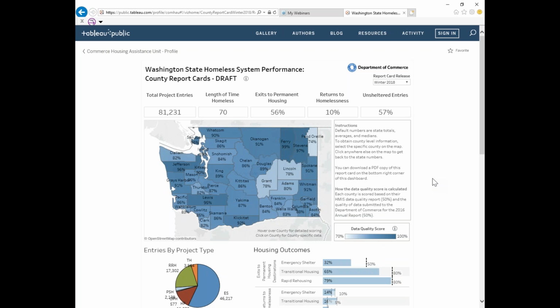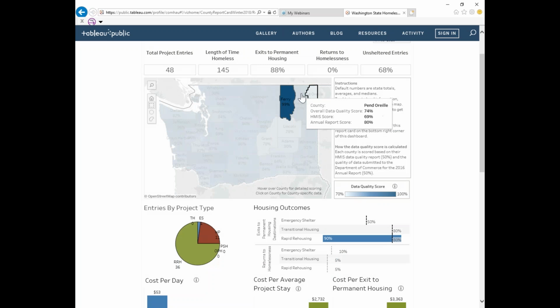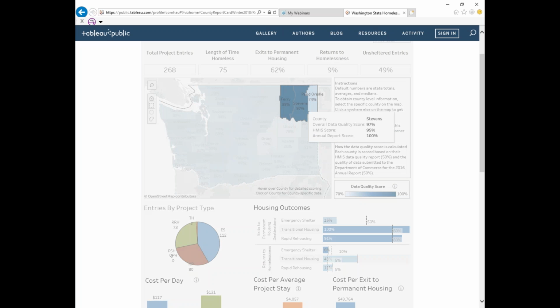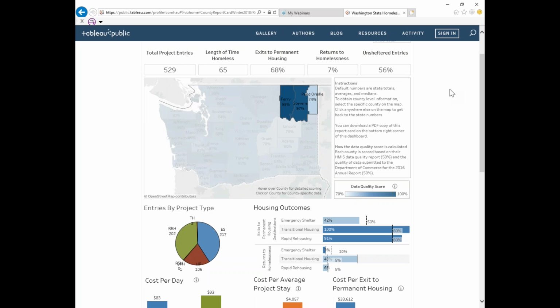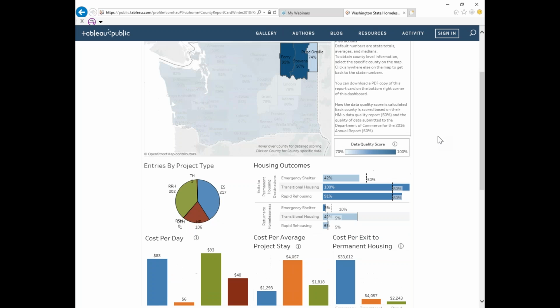Another thing you can do that's kind of interesting is filter to a region by doing a control select. So if I want to look at Ferry, Stevens, Pend Oreille, if I want to look at a region together, I can control select what I want to look at, and see now the results are just for those three counties.